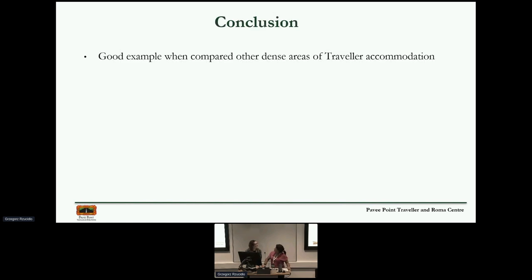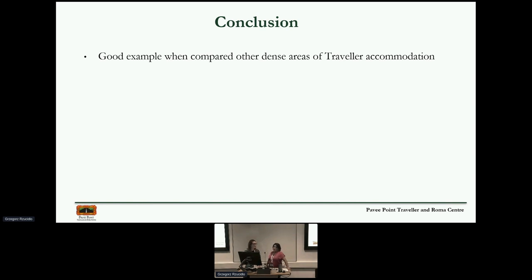So to conclude, just to say that this is just one audit that we conducted in one area. We know anecdotally that the situation for travellers nationally in relation to the built environment can be very difficult to negotiate. We actually think that what we presented here can be quite a good example, especially for travellers living in rural Ireland.